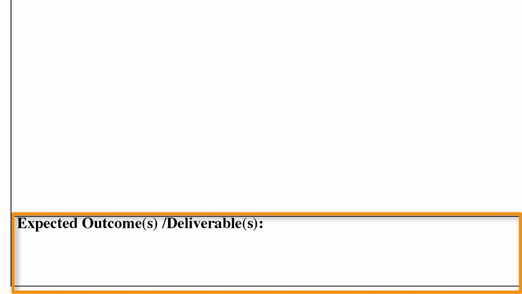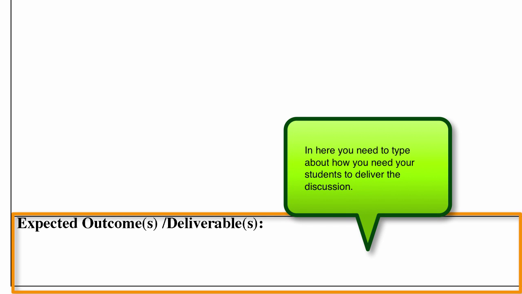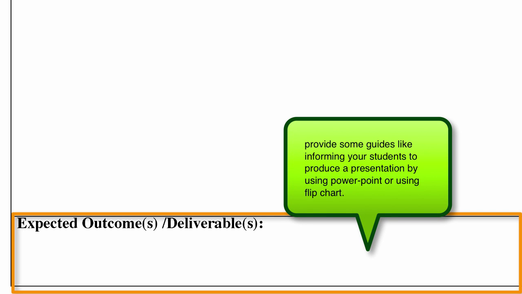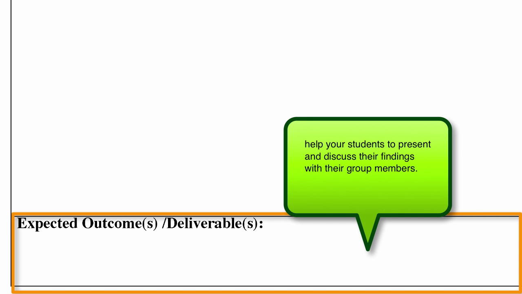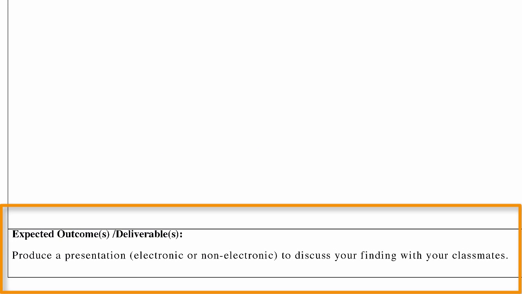The next column focuses on expected outcomes or deliverables. Here you need to type how you want your students to deliver the discussion. In this case you may provide some guides, like informing your students to produce a presentation using PowerPoint or a flipchart. This may help your students to present and discuss their findings with their group members. Look at this example.